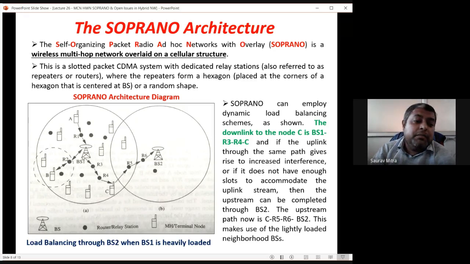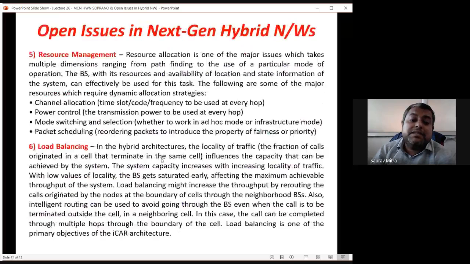Second approach is B to base station 1, and base station 1 just sends the data to R3, then R3 to R4, then R4 to R5, then R5 to R6, and maybe R6 to the destination. So in that case, we are avoiding too much use of base station 1 and base station 2. We have to keep the base stations as free as possible. So in this case, the call can be completed in multiple hops. The hop count is increasing.